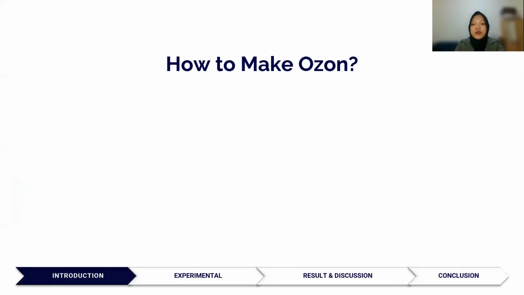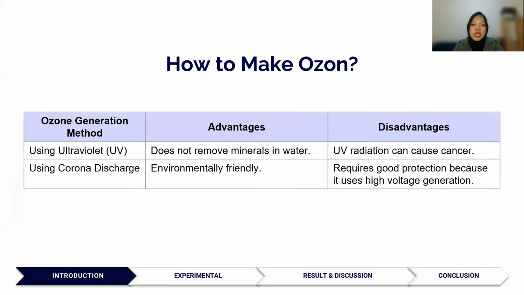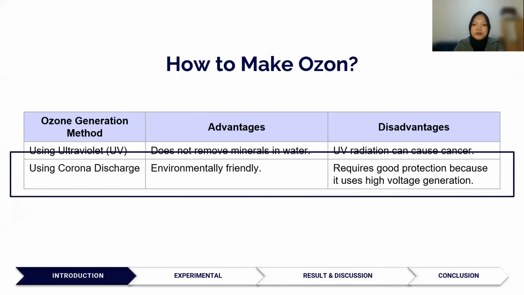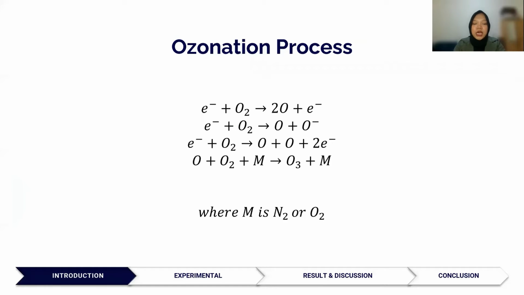Then how to make ozone for the ozonation system? There are 2 methods, but I rather choose the corona discharge method because it is environmentally friendly, even though it requires good protection because it uses high voltage generation. In the ozonation process, we need oxygen, either pure oxygen or free air. Then the ozone will react with wastewater so that the molecules of the wastewater can be broken down.